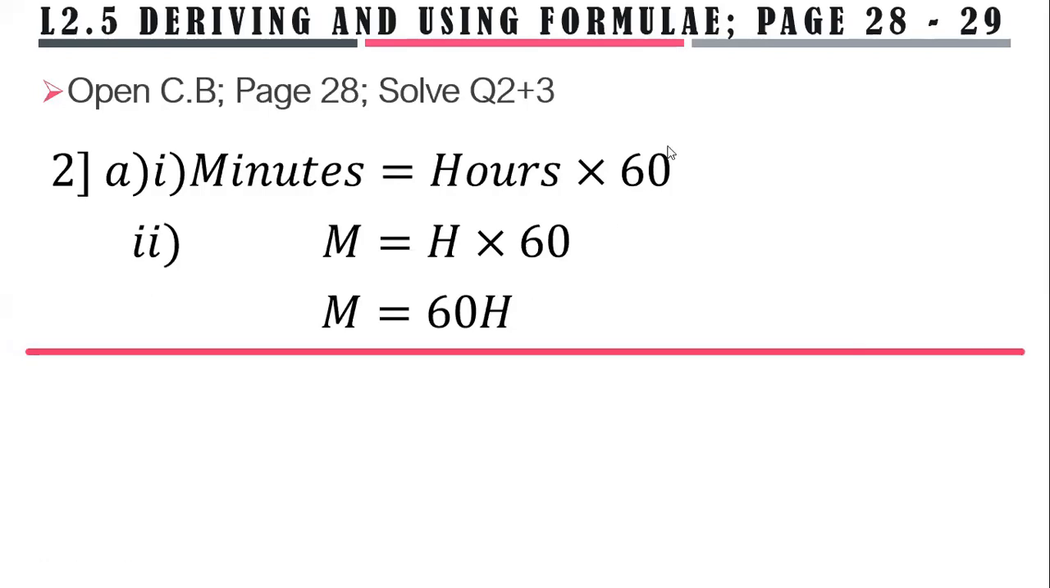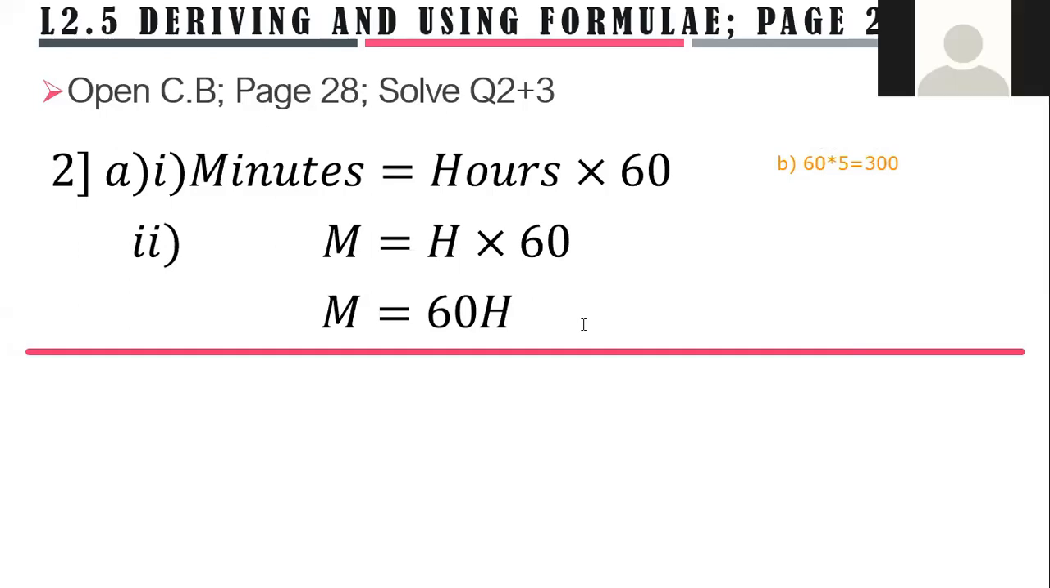I didn't write the answer for that. I'm going to write it now. So B, the answer for it is 60 times 5, which is 300. Now, let's move to the next question. Question number 3. He gave you the formula, and now he wants you to figure out the value.